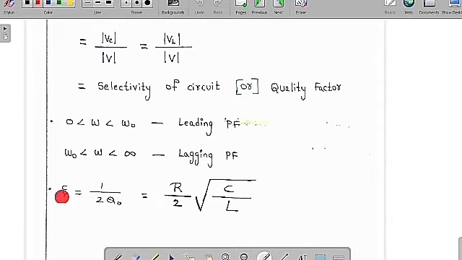And this is the basic relation between zeta and the quality factor. Zeta is called the damping ratio and Q0 is the quality factor. This is a very useful formula. If you know any one, you can figure out the other one. Therefore, zeta is equal to 1 by 2Q. So you know the quality factor of the series RLC circuit. Substitute that formula, and if you do simplification, we are going to get R by 2 into under root of C by L. So this is the damping ratio of the series RLC circuit.